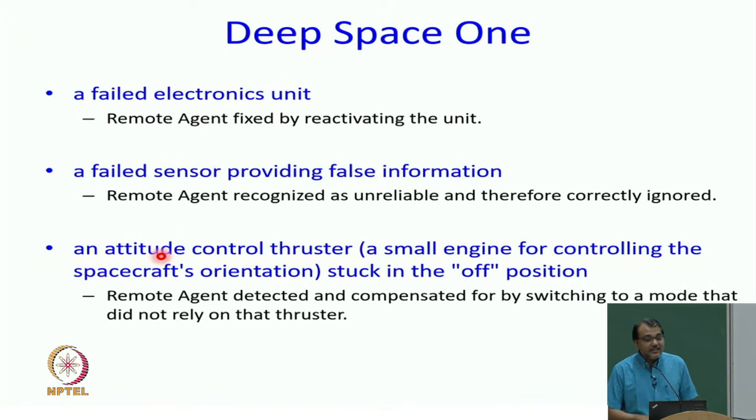These are the three faults that they simulated. They failed an electronics unit, and the system reactivated it. It was called Remote Agent. They failed a sensor that was starting to provide false information. Remote Agent recognized it and stopped using that particular sensor. And then some thruster was stuck in an off position. It was not turning on. So the Remote Agent detected it and compensated for it by switching into a mode that did not rely on that thruster. SAT solvers have had an amazing impact on our community and in the real world.